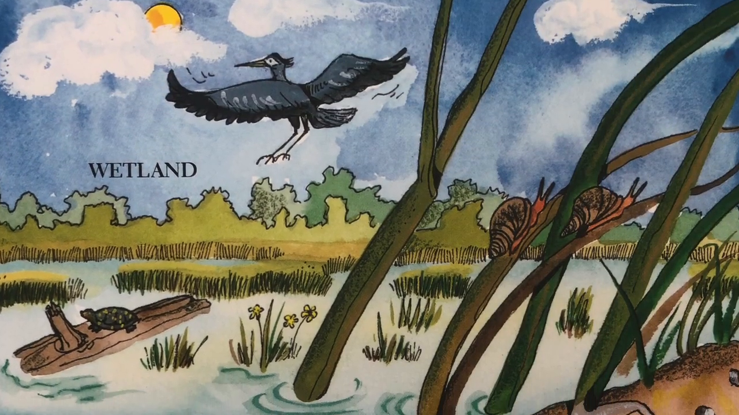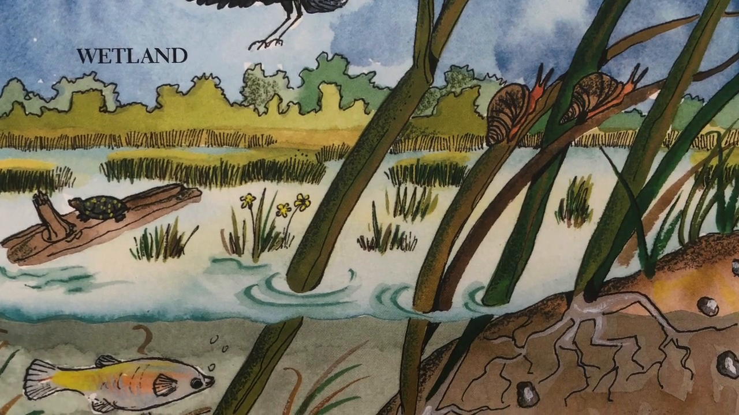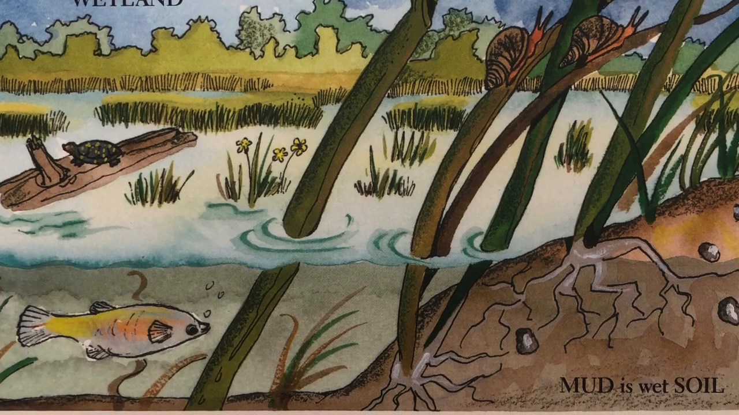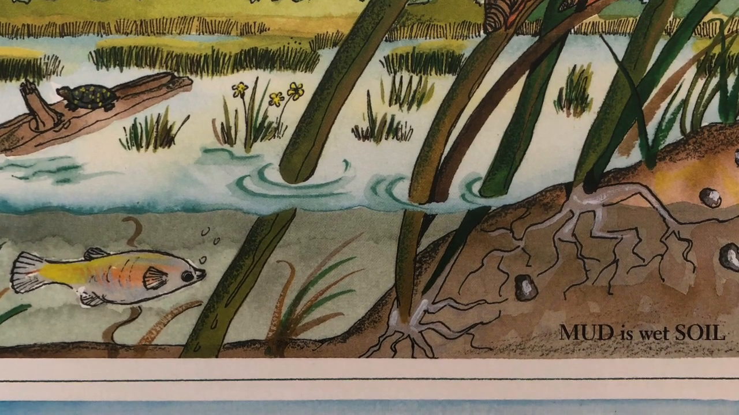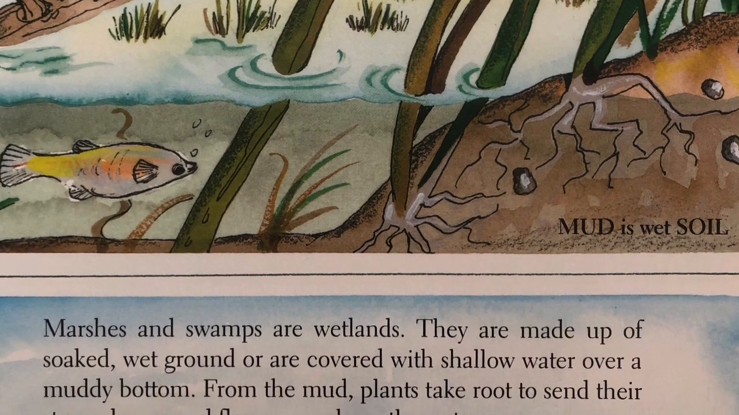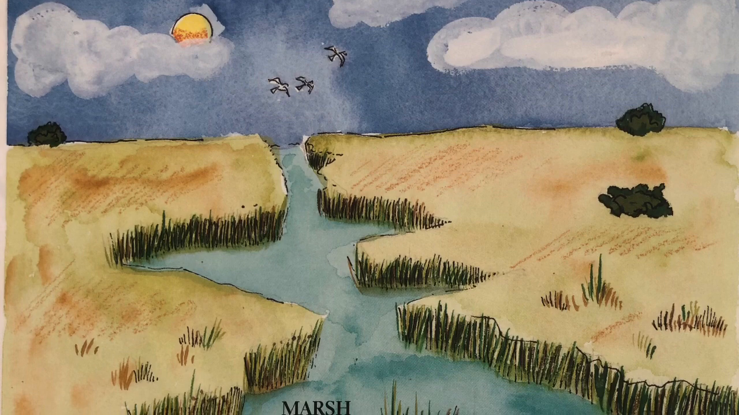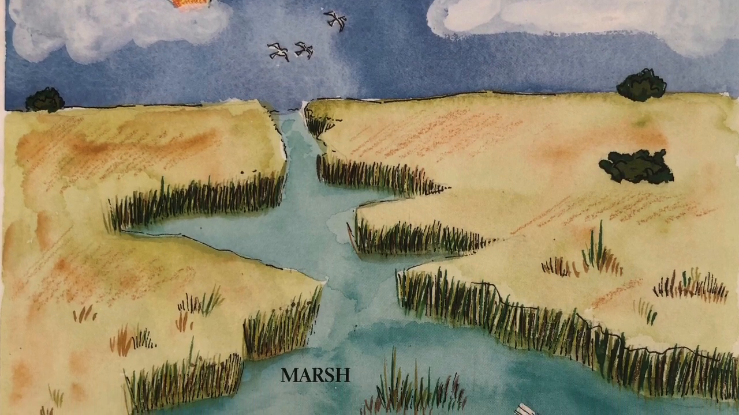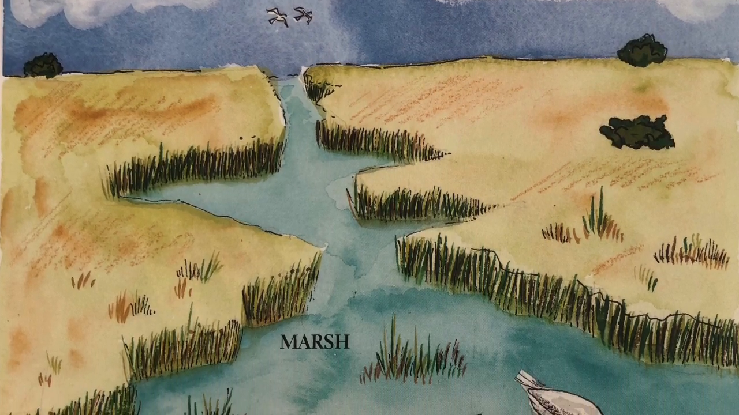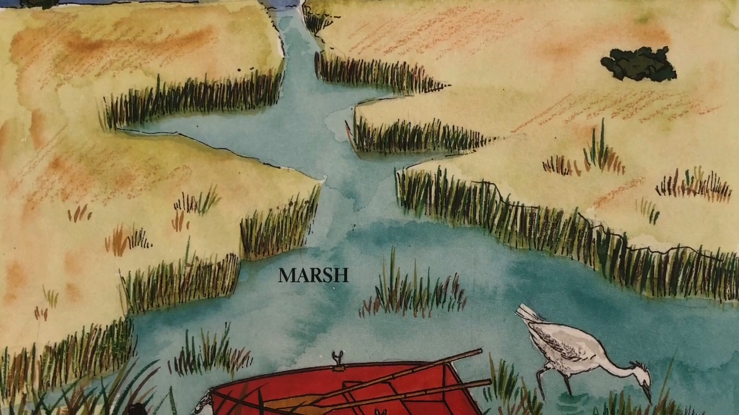Marshes and swamps are wetlands. They are made up of soaked, wet ground or are covered with shallow water over a muddy bottom. From the mud, plants take root to send their stems, leaves, and flowers up above the water. A marsh is made up of many grassy plants and sometimes a few shrubs. There are no trees or woody plants.